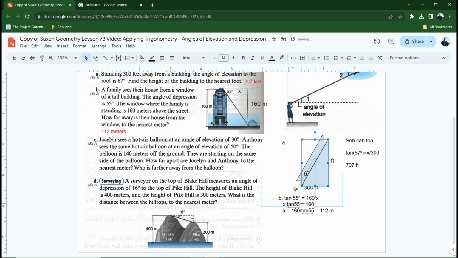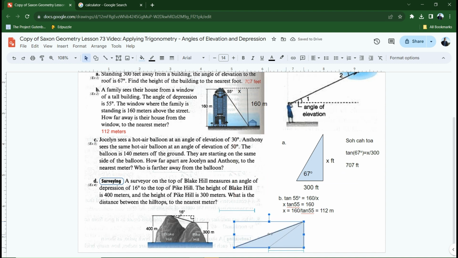Okay, so here's what we know. We know that Jocelyn and Anthony are at different distances from each other. One of them is seeing the balloon here. The balloon isn't changing its height, but one of them is closer to the balloon than the other.